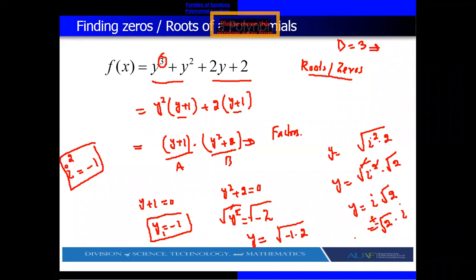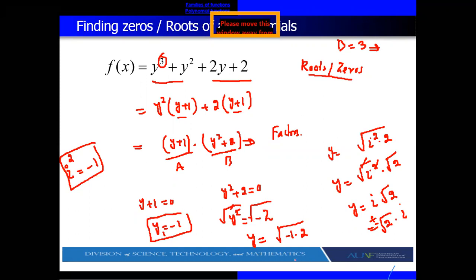So there are three zeros in total, sorry, total roots. One is minus 1, the first one. And the second and third are minus the square root of 2 multiplied with iota and plus the square root of 2 multiplied with iota. So three zeros are possible. One zero is a real number, the first one, and the last two are the imaginary roots. Is this clear?